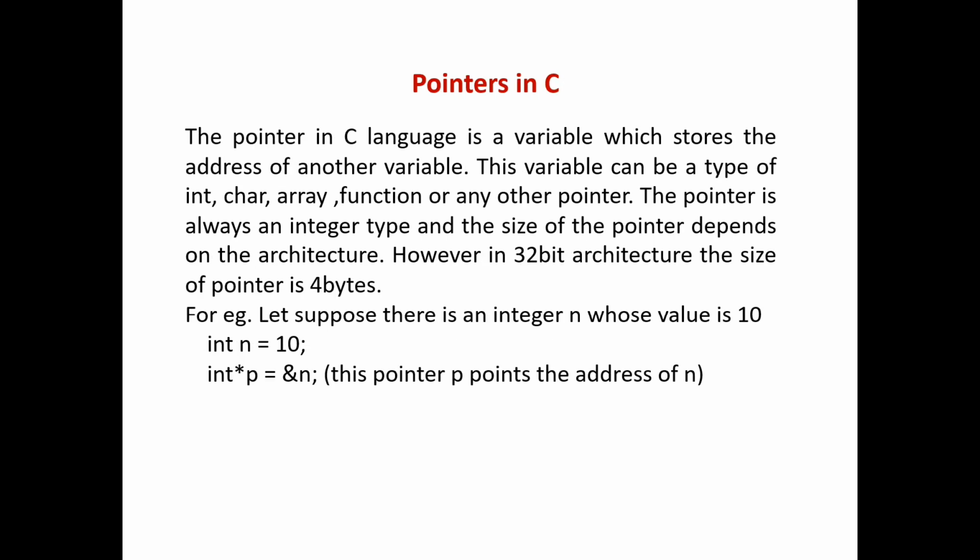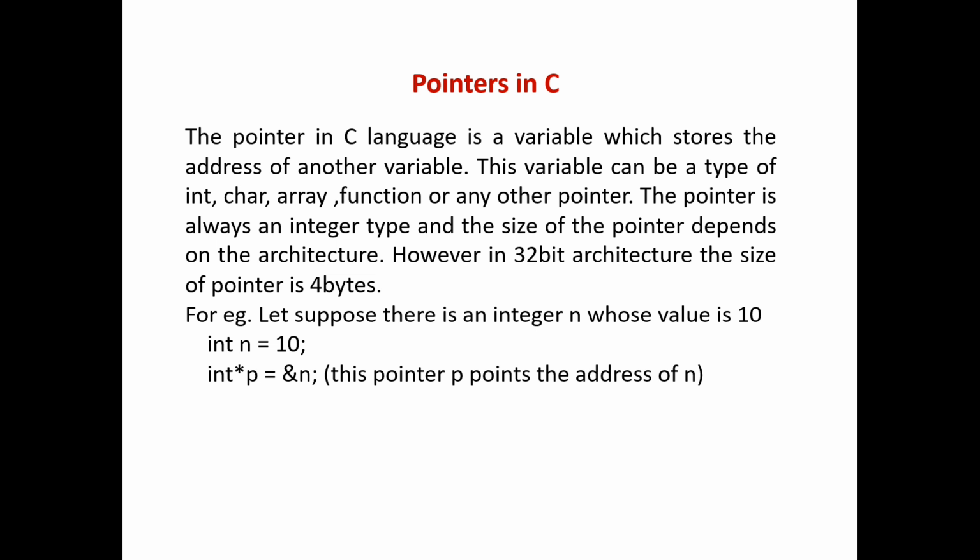So now we are going to know about pointers in C. A pointer in C language is a variable which stores the address of another variable. This variable can be of type int, char, function, or any other pointer. The pointer is always an integer type and the size of the pointer depends on the architecture.